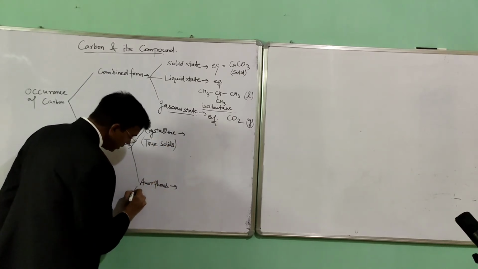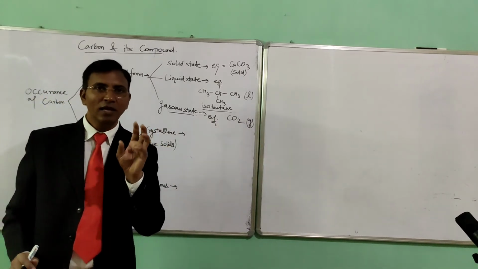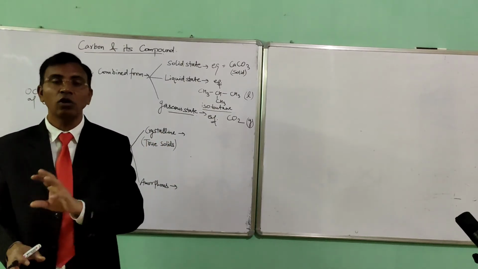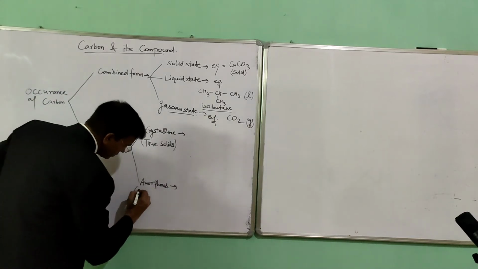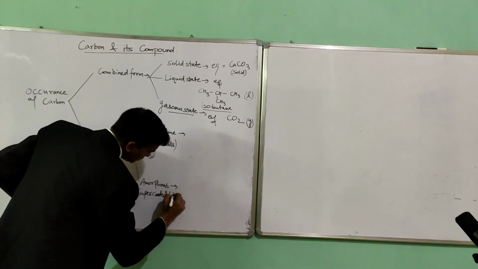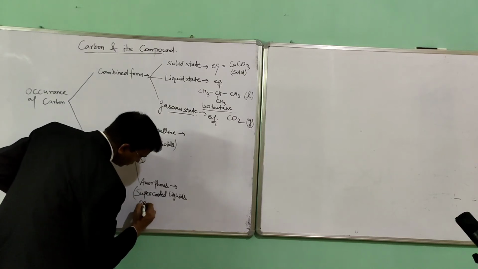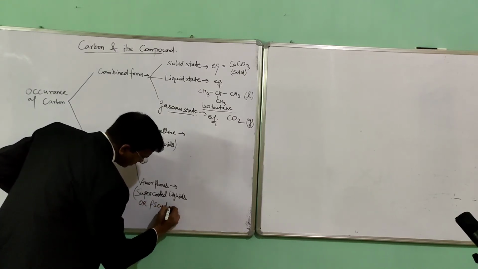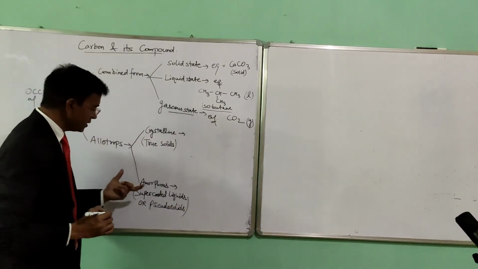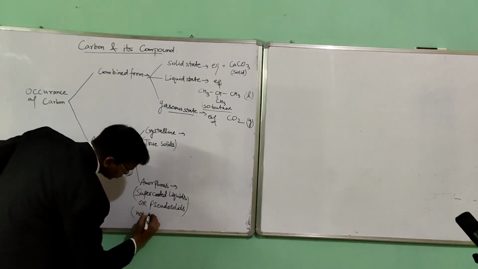And amorphous forms actually look like solids, but they are not true solids. They are just like supercooled liquids. They are also called supercooled liquids or pseudo solids. So that means it is not a true solid. Amorphous is not a true solid.